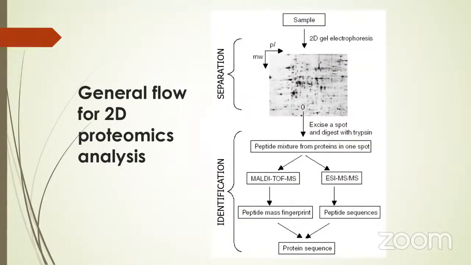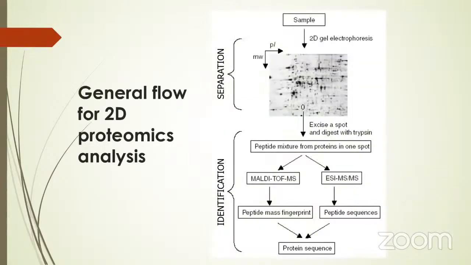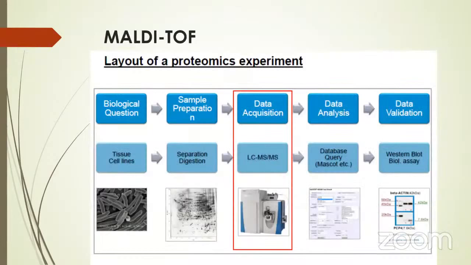So 2D gel, I discussed yesterday, you can go for an isoelectric point based separation, and then you can simply go for vertical gel electrophoresis, that is SDS-PAGE. So first of all, based on charge, and then secondly, based on mass, we can separate. Then we can go for MALDI-TOF. What is MALDI-TOF? MALDI-TOF is a mass spectrometry by which we can separate the protein molecules based on their mass by charge ratio.